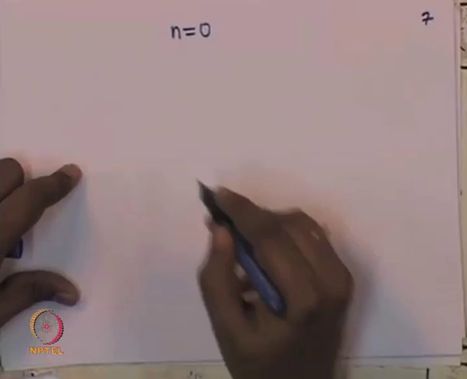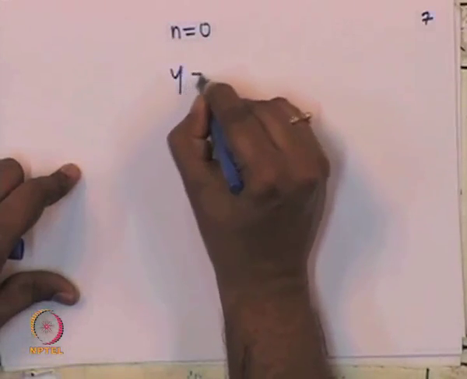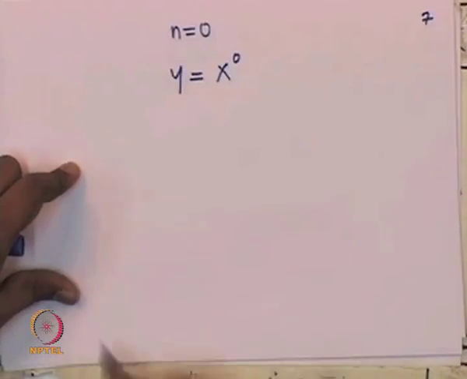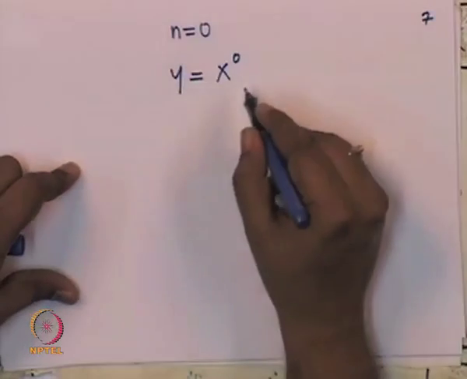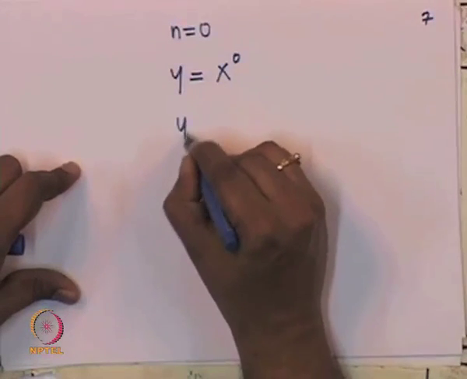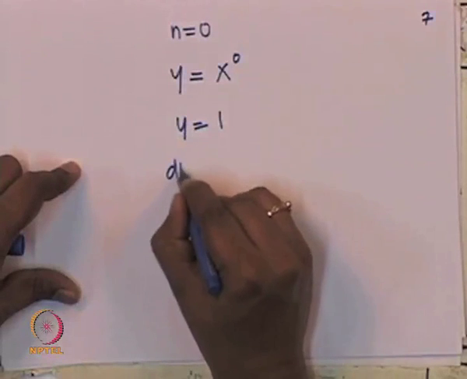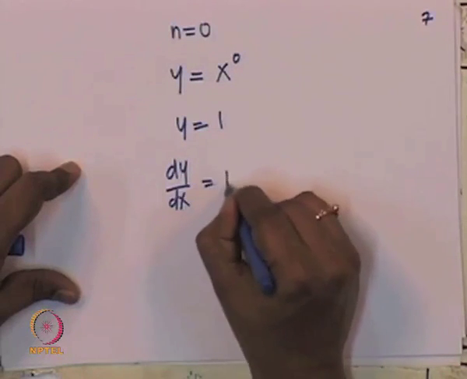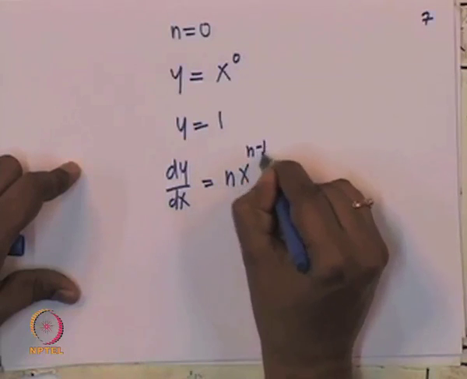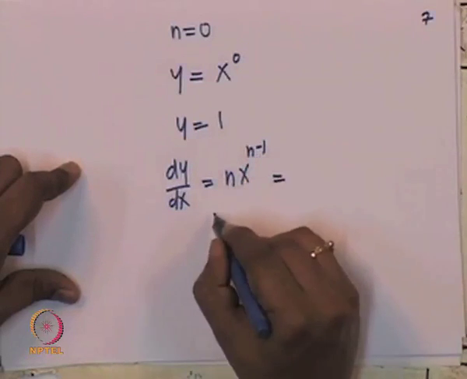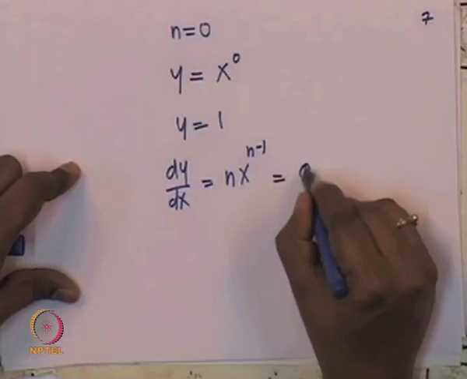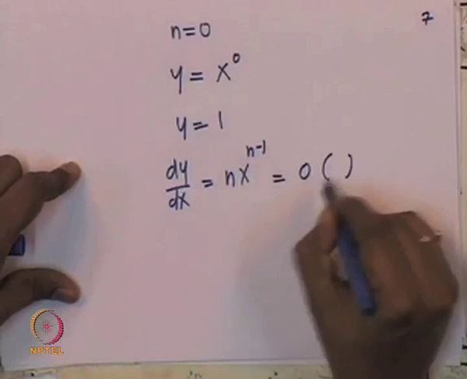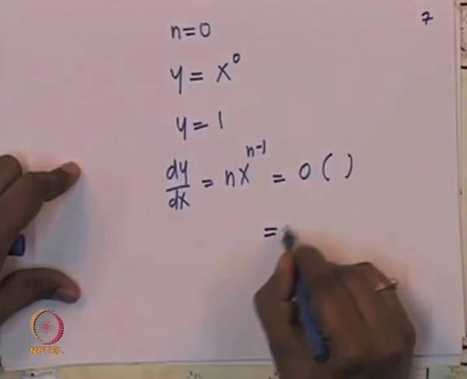What does n equal to 0 mean? N equal to 0 means y is x power 0. X power 0 is 1. So, when y equals 1, what is dy by dx? This is n x power n minus 1. Here n is 0, so 0 times x power n minus 1. 0 times anything is 0. So, the answer is 0.